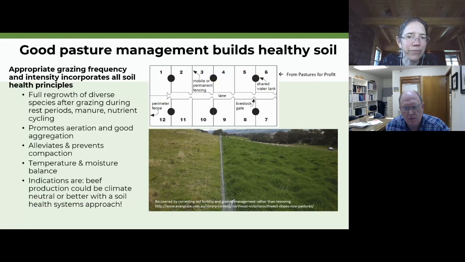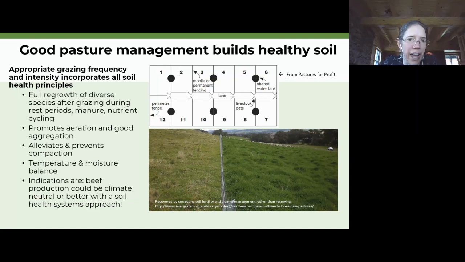And when you have really good pasture management, that appropriate grazing frequency and intensity really starts to build soil health, because when you allow your plants to fully regrow, that's a lot more living roots, and that's a lot more organic matter, a lot more diversity that's allowed to happen there. And so you're getting good aeration, good aggregation, therefore good infiltration, lower compaction, temperature and moisture are better balanced in a well-grazed system that's able to grow really well in between those rotations.